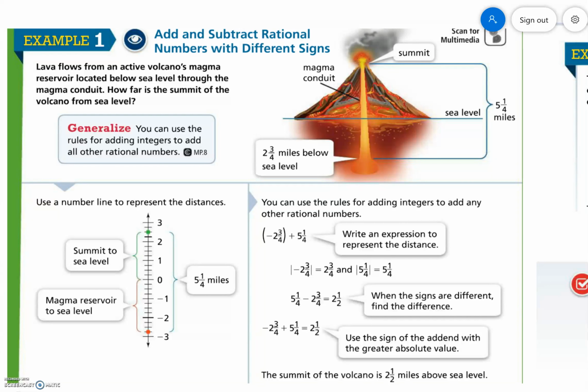Hi, 7th grade. Welcome to Lesson 1-5, Adding and Subtracting Rational Numbers. Example 1. Add and subtract rational numbers with different signs.